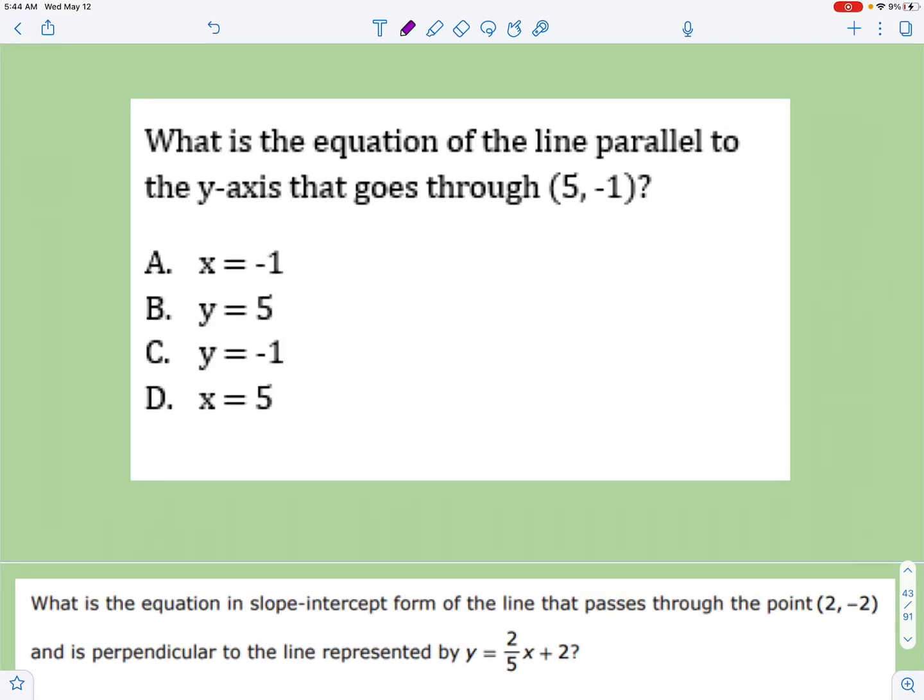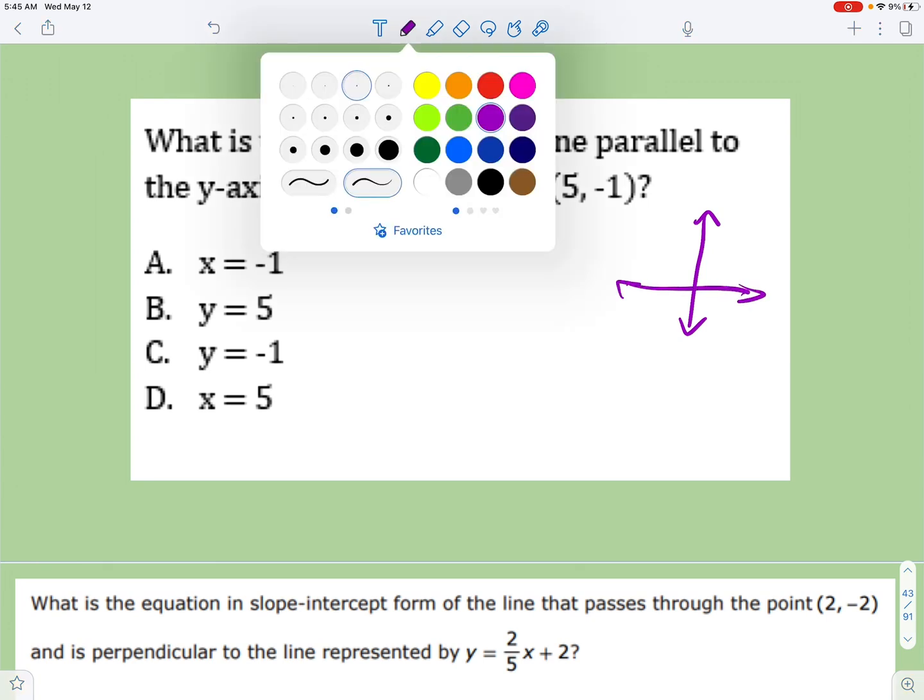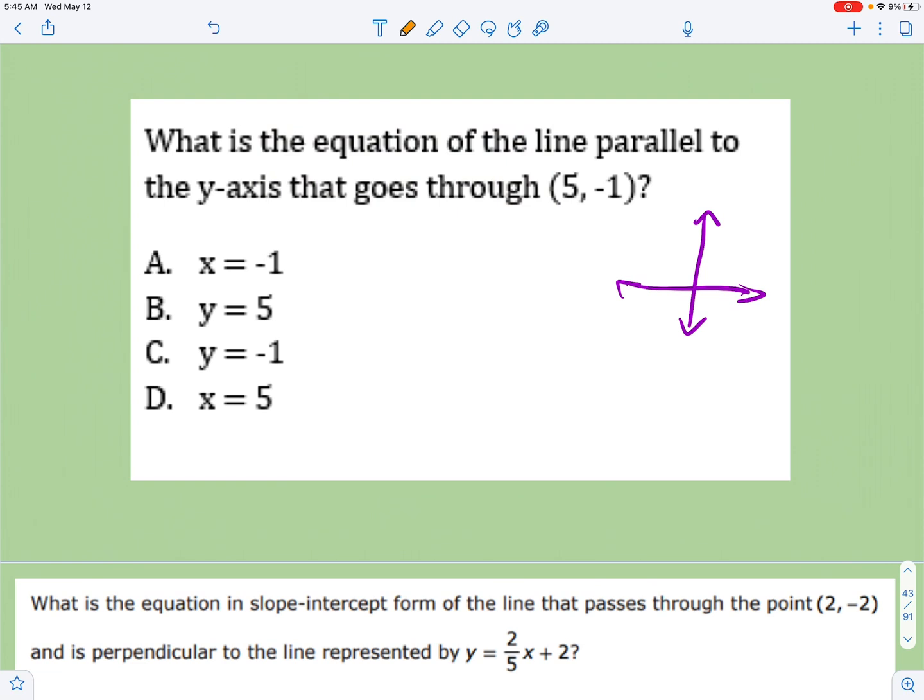All right, this question says, what is the equation of the line parallel to the y-axis that goes through (5, -1)? Well, first off, if we have a coordinate plane, right? And then we have a line that goes through the y-axis, right? This is the y-axis. Then the equation of that line is going to be y equals whatever that number is, right? So in this situation, our y is equal to -1. So this equation is going to be y equals -1. C.